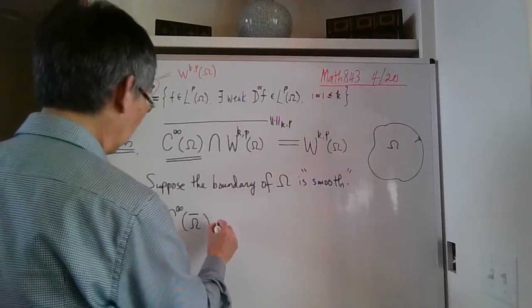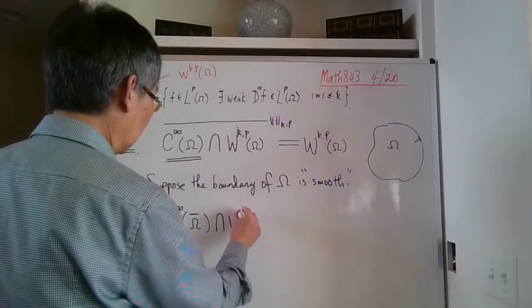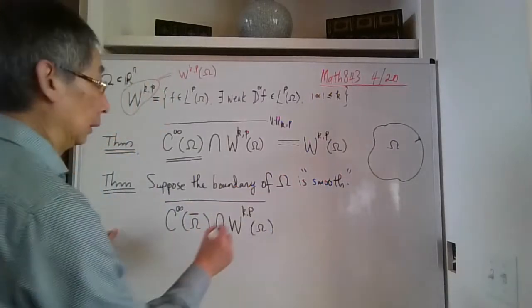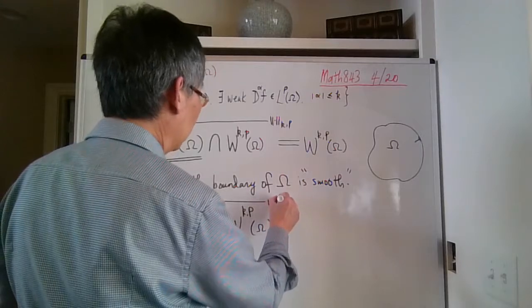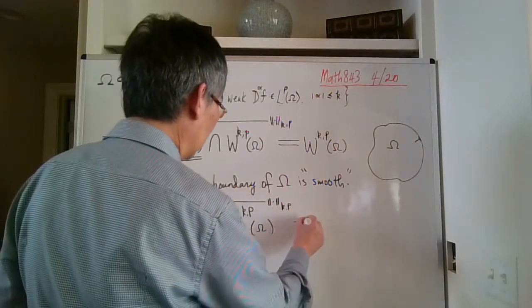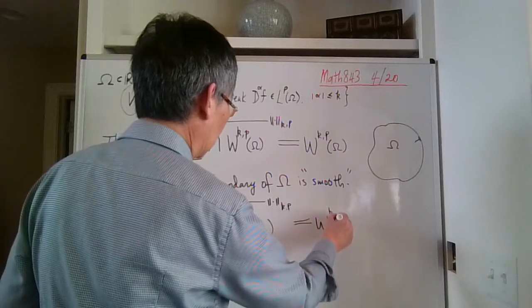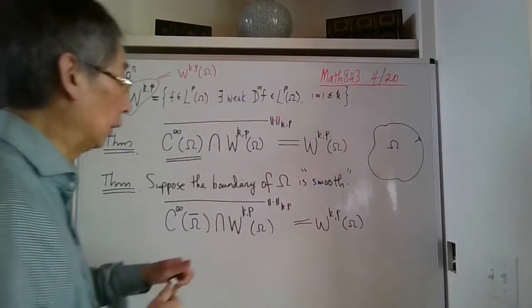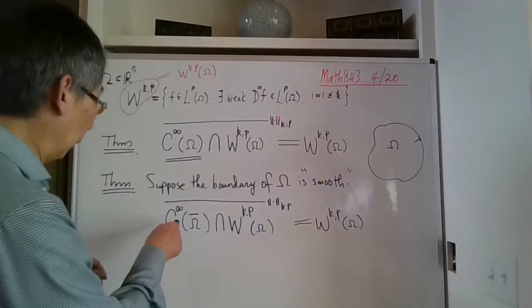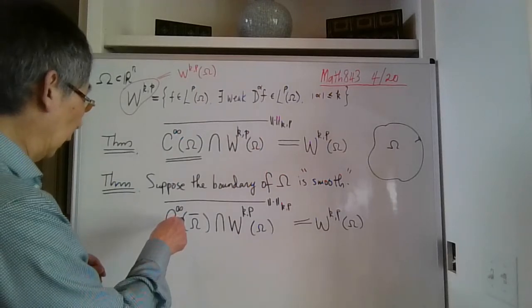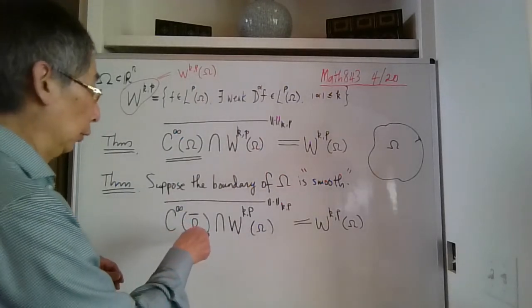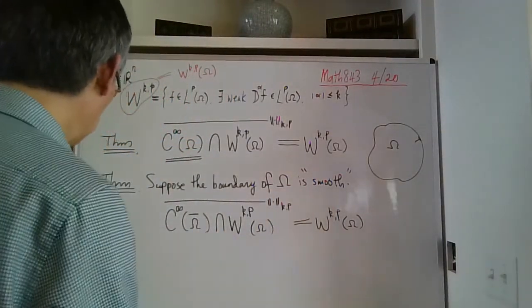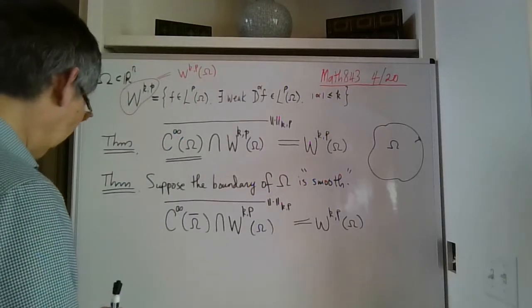In this case, you take the closure in this sense, under this norm, and this is also equal to W^{k,p}. So this is a better result. With a smooth boundary, you can use C^infinity(Omega bar) functions to approximate the general function in this Sobolev space. So this is another important result.